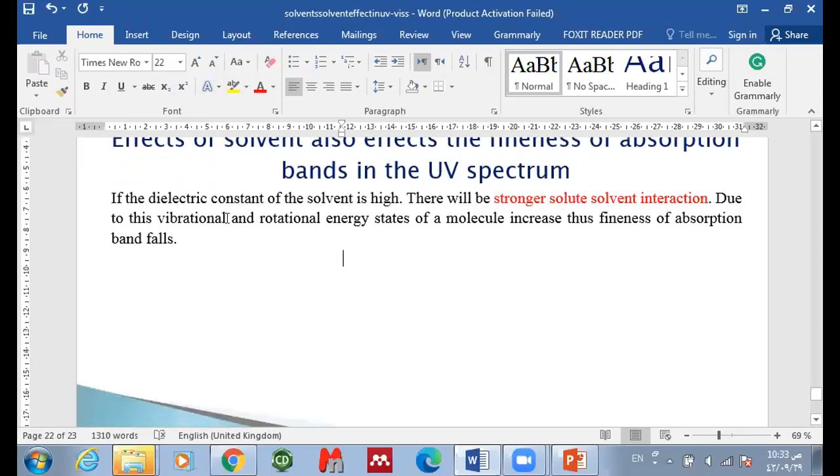So if the dielectric constant of the solvent is higher, there will be stronger solute-solvent interaction. We mentioned that the dielectric constant of a solvent is the measure of its polarity, its ability to separate the molecules. So when it's higher, we will get stronger solute-solvent interaction.